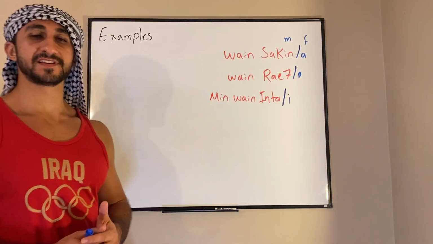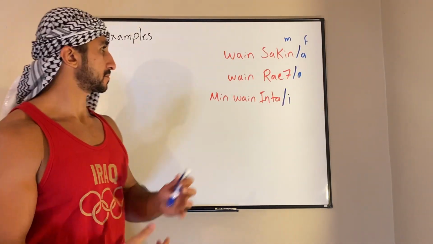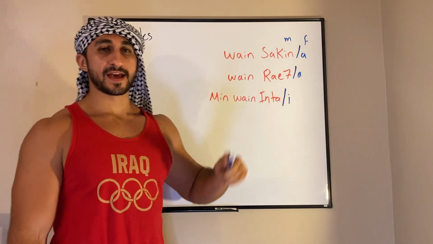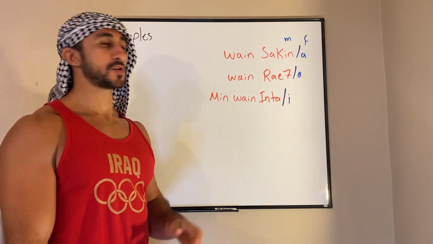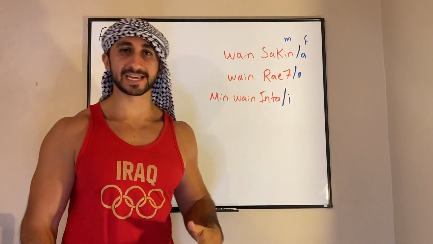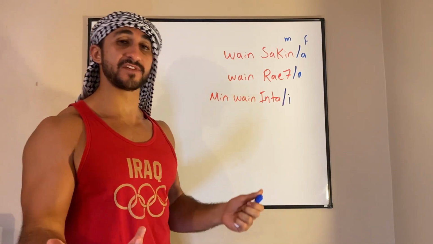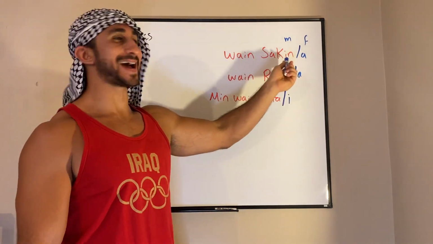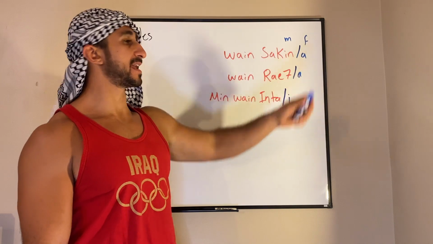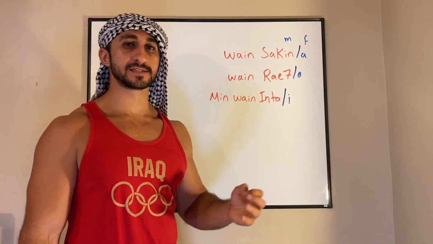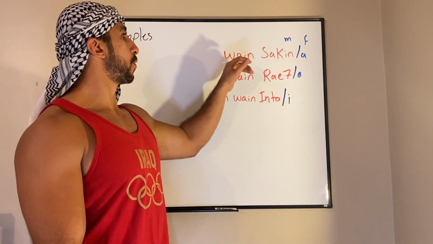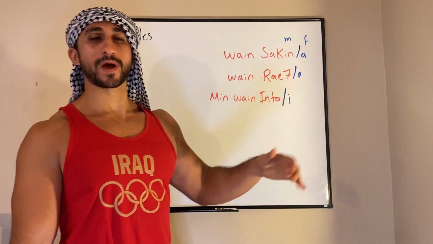So let's go ahead and visit some examples here. The first example that I want to show you is when sakin. We literally just learned that. And for female, you would say when sakna. Okay, so you just add an A, kind of like Spanish. Some of the verbs, you just add an A. So when sakin, when sakna.